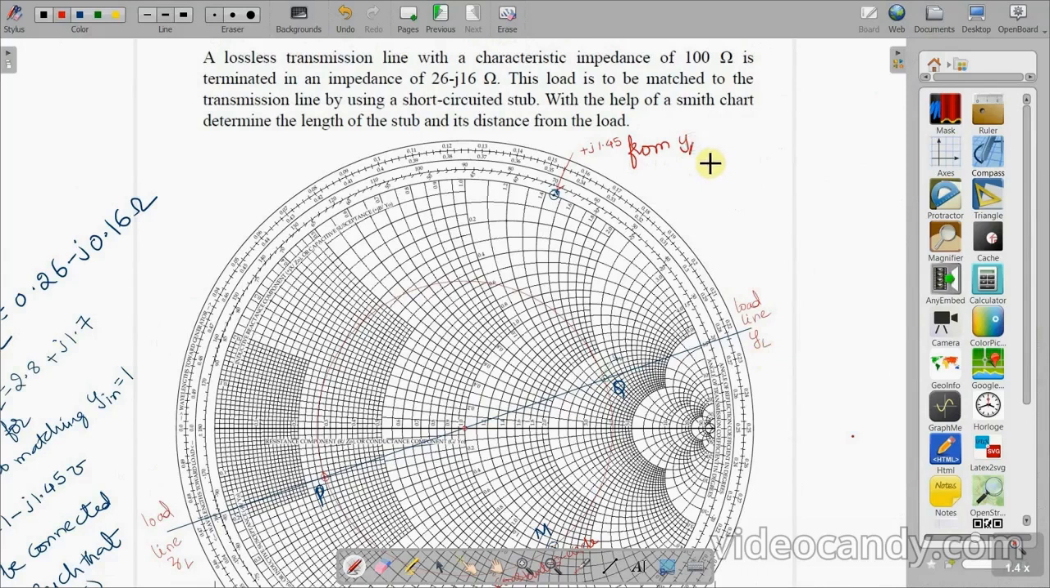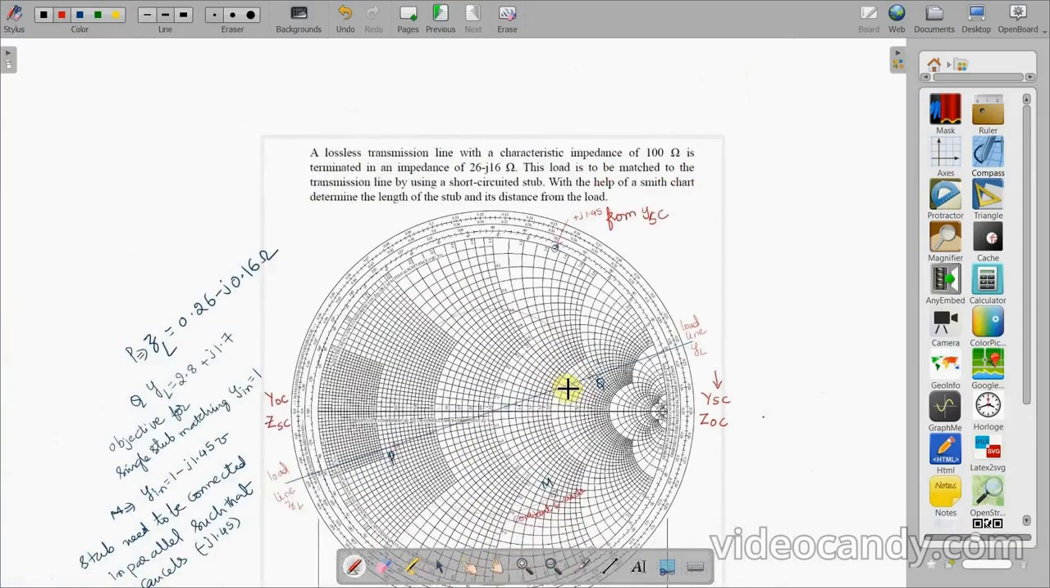For reference, I am marking here. This is the point where we observe open circuit ZOC. Obviously, it is YSC, and this point is representing ZSC, and obviously it will be YOC. So always from YSC in the clockwise direction, plus j1.45 is marked.